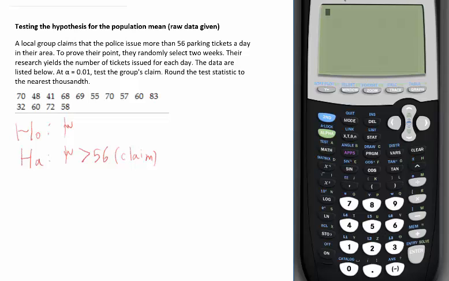And then the null, it's always the equal sign, so that's 56. Alpha is 0.01.